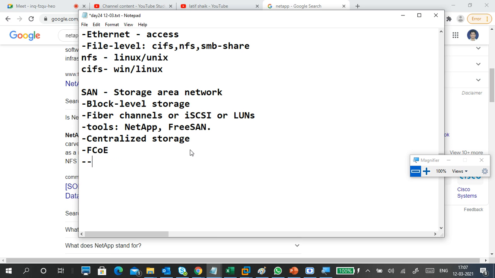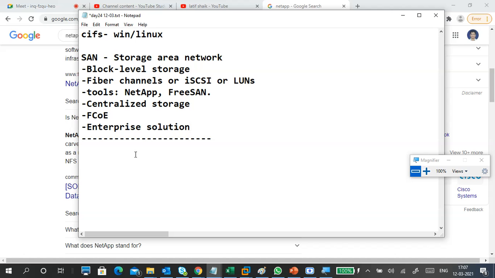Okay, the cost is very high. It actually provides an enterprise solution. Okay, so that is a SAN, storage area network.